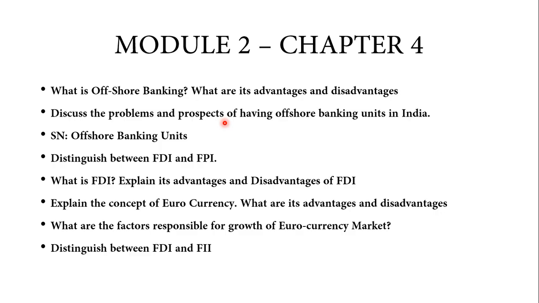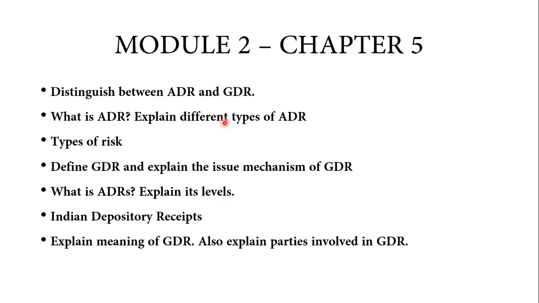So learning distinguishes is very important, because if you learn the distinguishes and by chance any short note appears based on any one of the parts, you can easily note down those points and that becomes your short note. Next, module number 2, chapter number 5. Distinguish between ADR and GDR. Then we have what is ADR, different types of ADR, types of risk, define GDR, what is the issue mechanism of GDR, what is ADR and explain its levels, Indian Depository Receipts, that is IDR, and then explain the meaning of GDR and the parties involved in GDR.